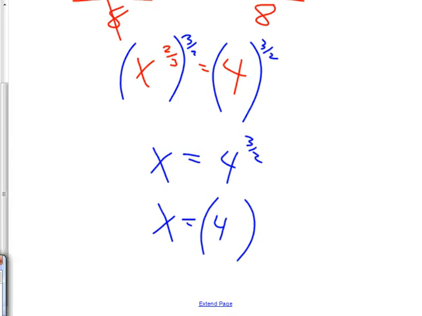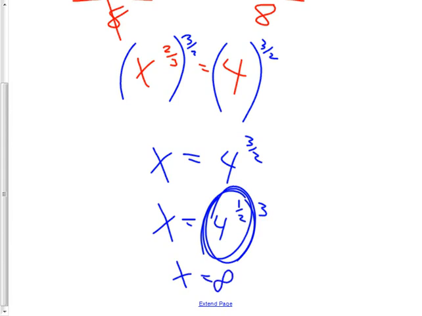Okay, so this has become, sorry for the interruption there, 4 to the 1/2 to the 3rd. You get that? All right. So that part's easy. What's that? 2 to the 3rd is? Raise your hand if you had 8 for your answer. Okay, I think you get it.